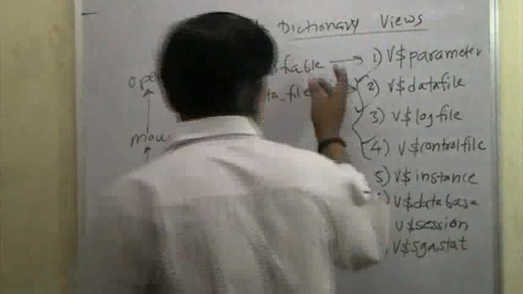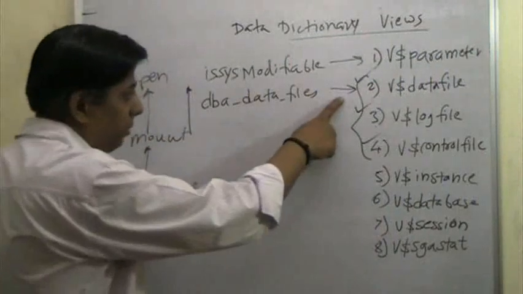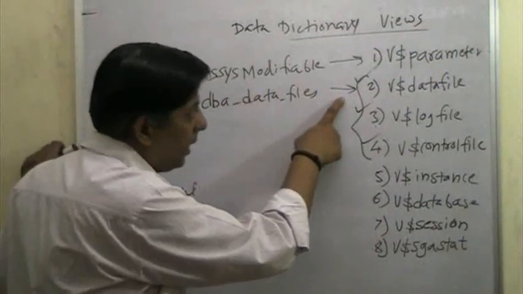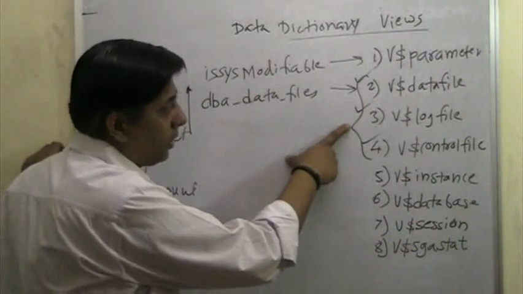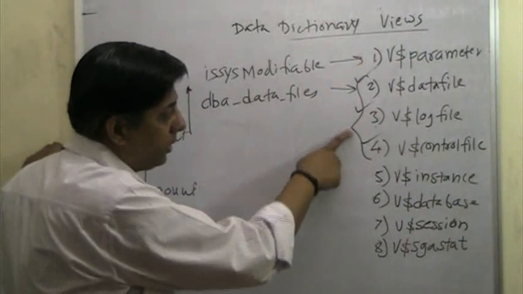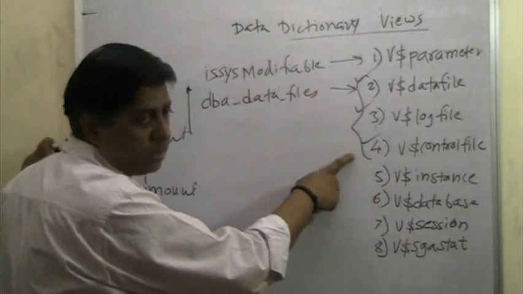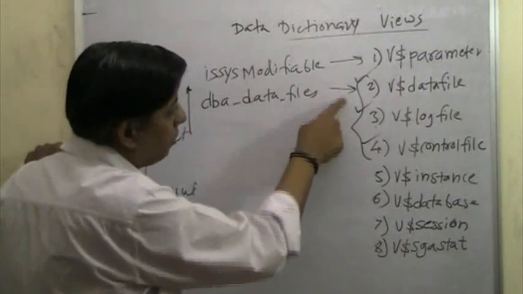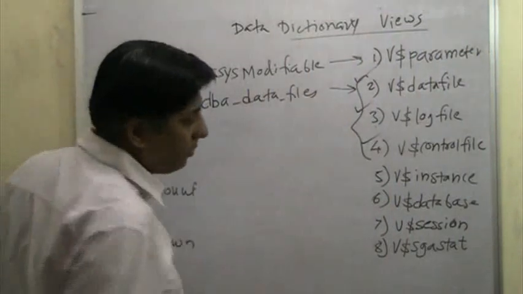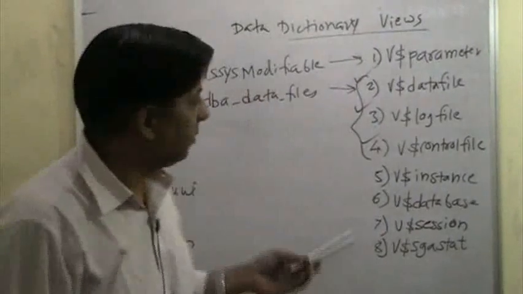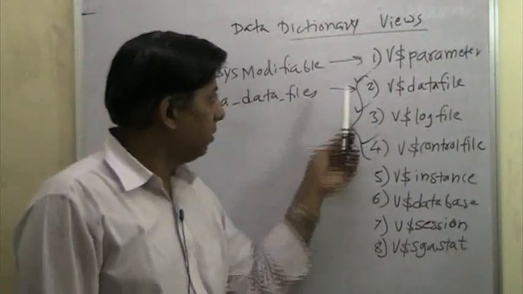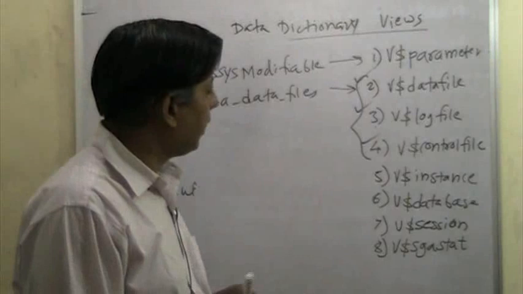So this is the mount, no mount. So these are the data dictionary views. Data file information can be found out from here. Log file information can be found out from $$ log file. Control file information, names and all that, this will give you names and sizes also. Control file information also has additional information about the control files. So these are 4 important data dictionary views.